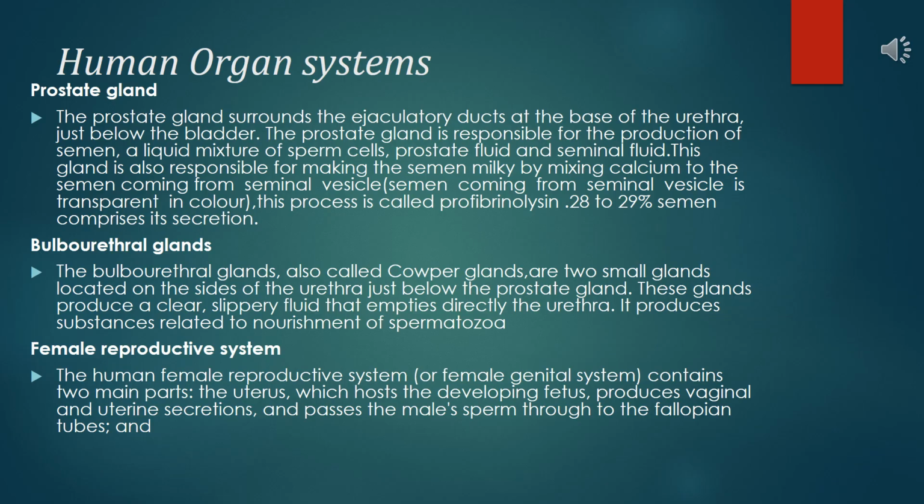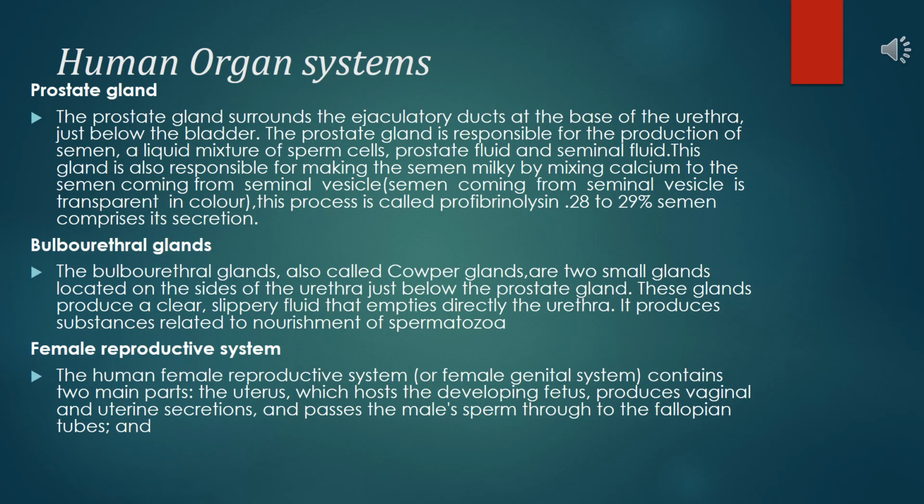Bulbourethral glands. The bulbourethral glands, also called Cowper glands, are two small glands located on the sides of the urethra just below the prostate gland. These glands produce a clear, slippery fluid that empties directly into the urethra. It produces substances related to nourishment of spermatozoa.